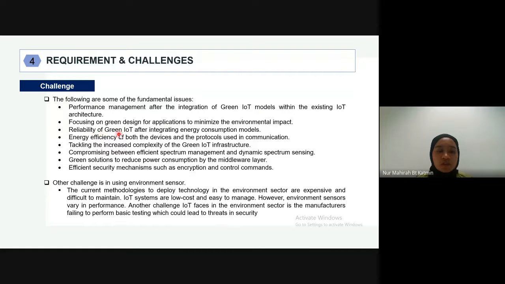Reliabilities of green IoT after integrating the energy consumption model. The next issue also involves the energy efficiency of both the device and the protocol used in the communication.